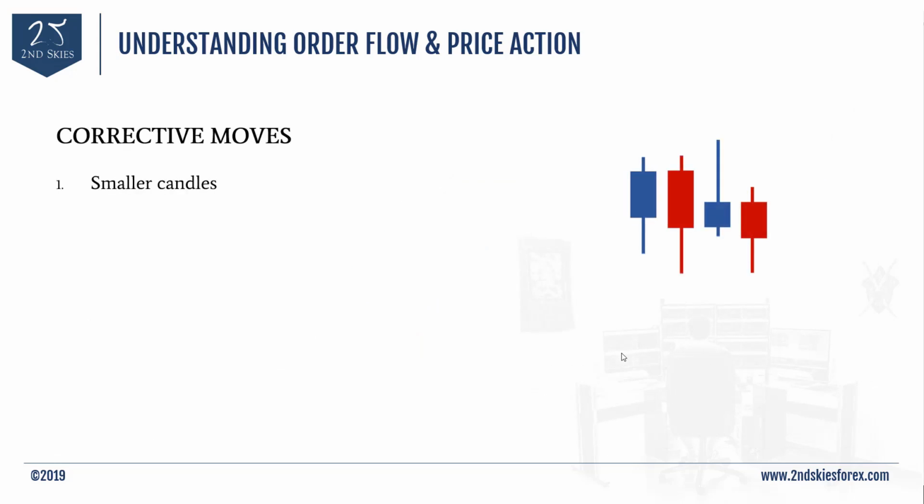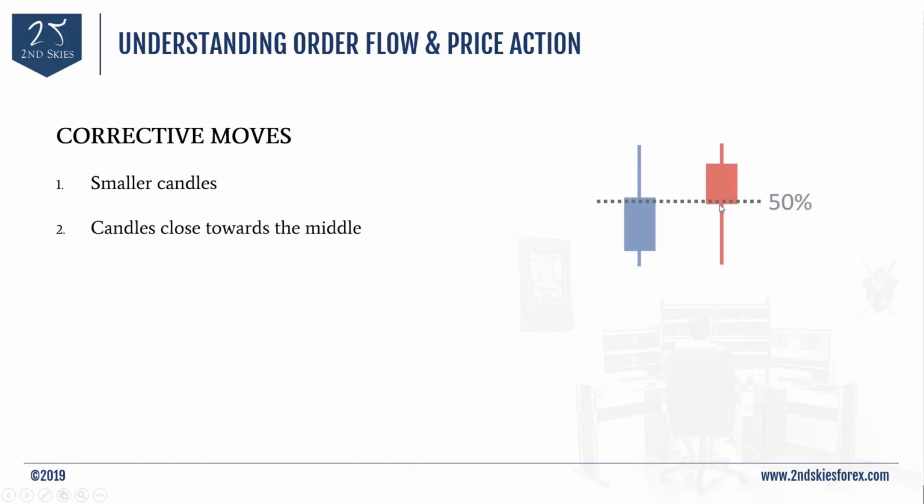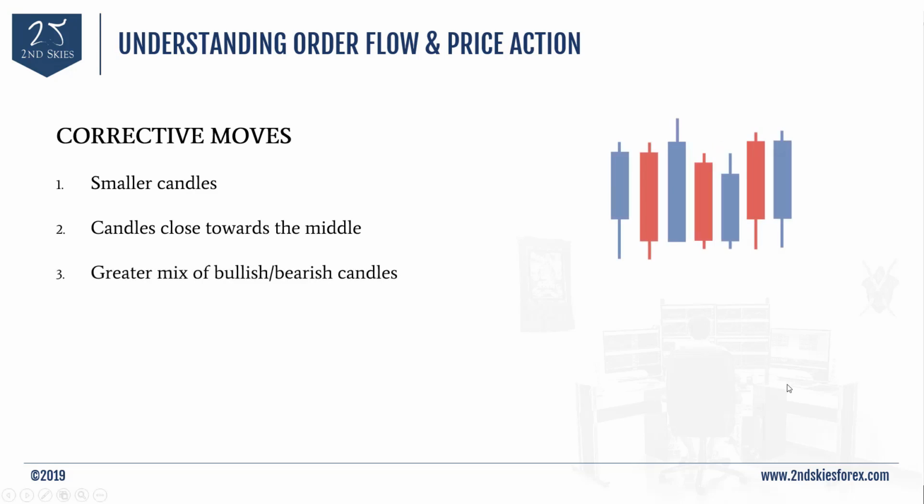Corrective moves are really easy to understand because they're just the opposite of an impulsive move. So instead of the candles being large, they're smaller in nature. Instead of the candles closing towards the highs or lows, they close towards the middle. Instead of there being constantly one type of candle, bullish or bearish, there's a mix. So just think of corrective moves as the inverse of an impulsive move, not just from a visual standpoint, but in what they communicate from an order flow perspective.